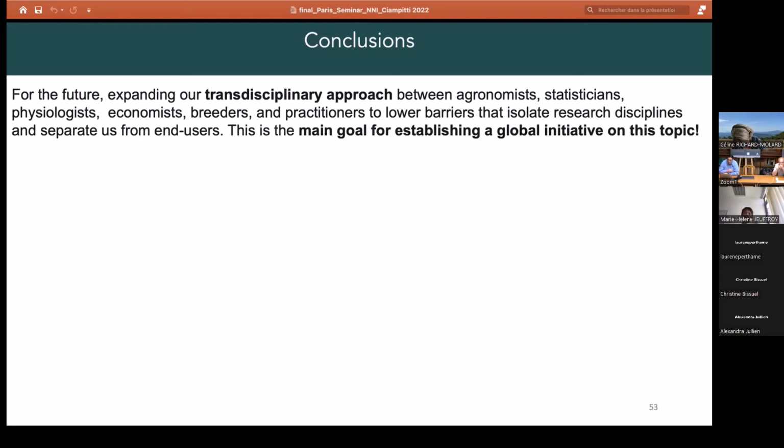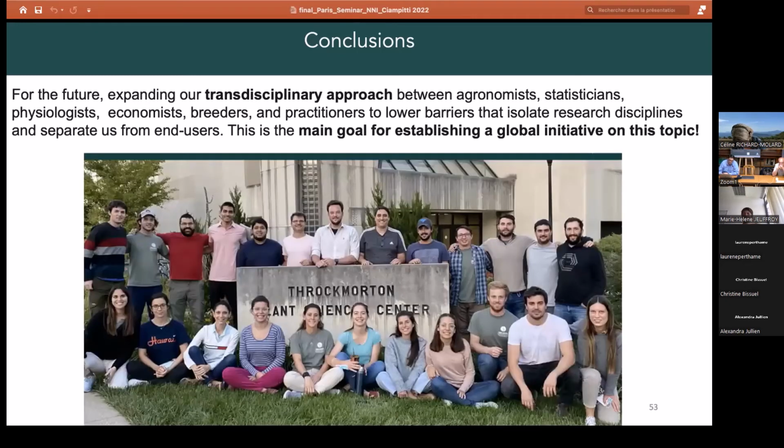And this is the main goal for establishing this global initiative. So as I always say, the secret of our team is the team. It's very simple: people working all towards one goal. And I can say that I have a large pleasure to train new people and young people. So I hope that we can have more collaborations.